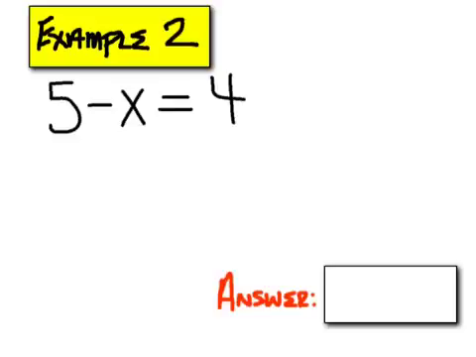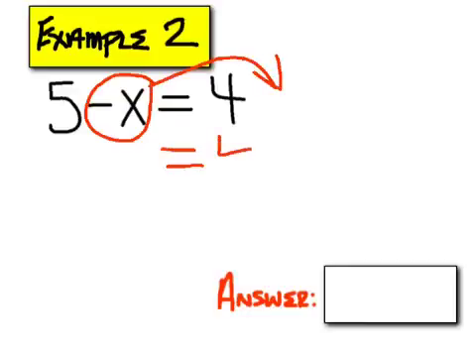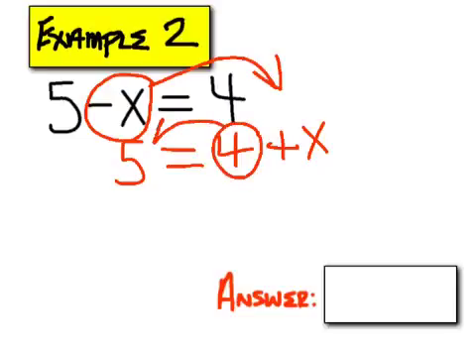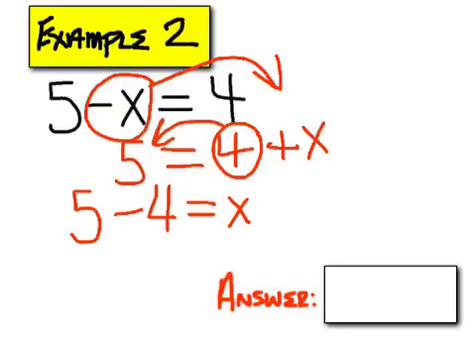For example 2, we have 5 minus x is equal to 4. So again, we want to take our -x. We want to make that positive. So we bring it over to the right side. So 4 plus x. We've got 5 on the left side. So now we want to take our 4 and bring it to the left side. When we take a +4 and bring it to the other side, it'll make it -4 is equal to x. So 5 minus 4 is 1. So our x is equal to 1.